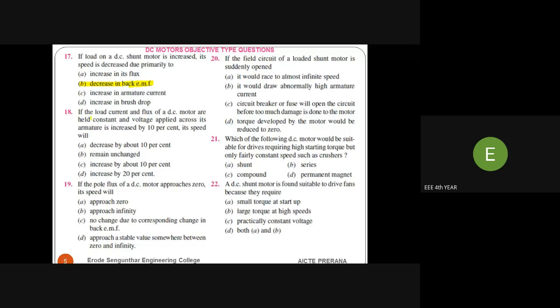So question number 18. If the load current and flux of a DC motor are held constant and the voltage applied across its armature is increased by 10%, its speed will: option A, decrease by about 10%; option B, remain unchanged; option C, increase by about 10%; option D, increase by 20%.